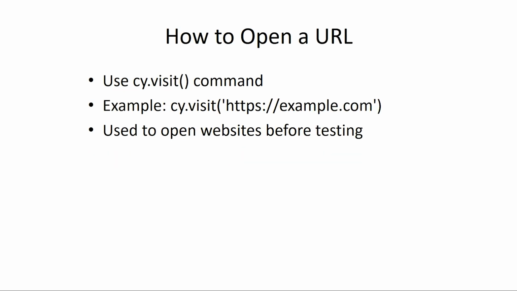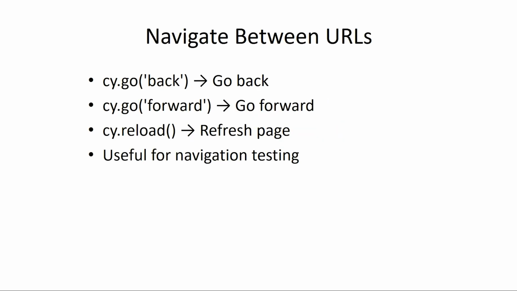How to open a URL in Cypress? cy.visit. The cy.visit command is used for opening the URL. For example, you want to open google.com. So enter the command cy.visit and then enter the URL. It is used to open the website before testing. Before performing the testing, you need to open the website URL. So this is the command cy.visit and then enter the website URL.